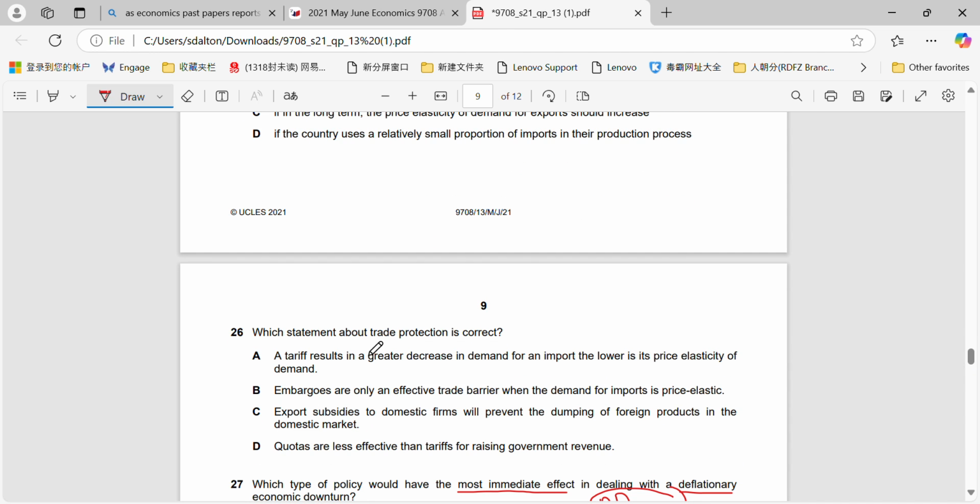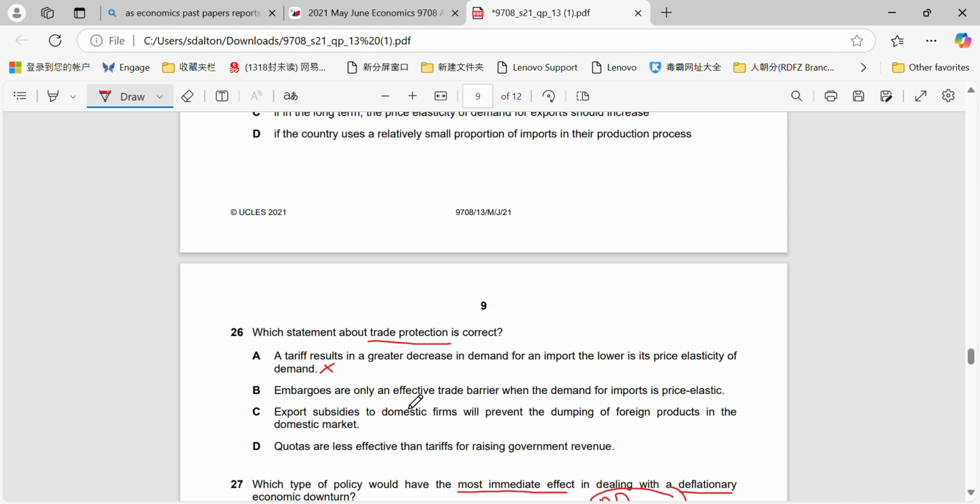Question 26. Which statement about trade protection is correct? Tariff results in a greater decrease in demand for an import, the lower is its price elasticity of demand. That is false. Tariff results in a greater decrease in demand the higher its PED, because the higher its PED, the greater the percentage change in quantity demanded will be.